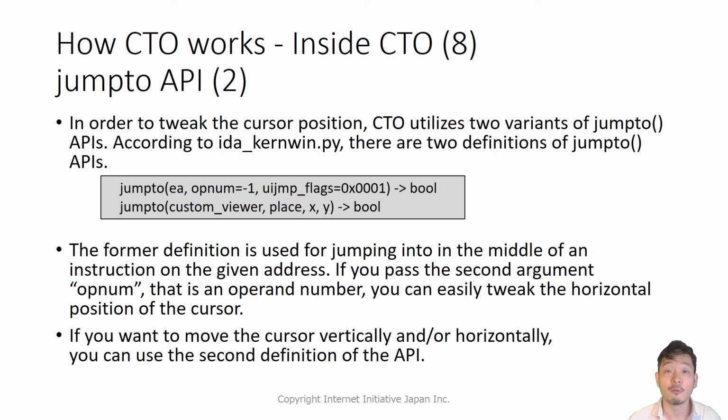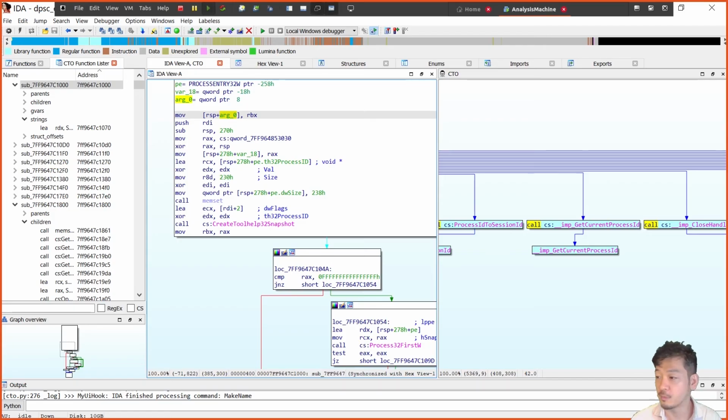According to idacanwin.py, there are two definitions of jump to API. The former definition can be used for jumping in the middle of an instruction on the given address. If you pass the second argument opnum, that is operand number, you can easily tweak the horizontal position of the cursor. On the other hand, if you want to move the cursor vertically and or horizontally, you can use the second definition of the API here. By using these APIs, CTO tweaks the cursor position.